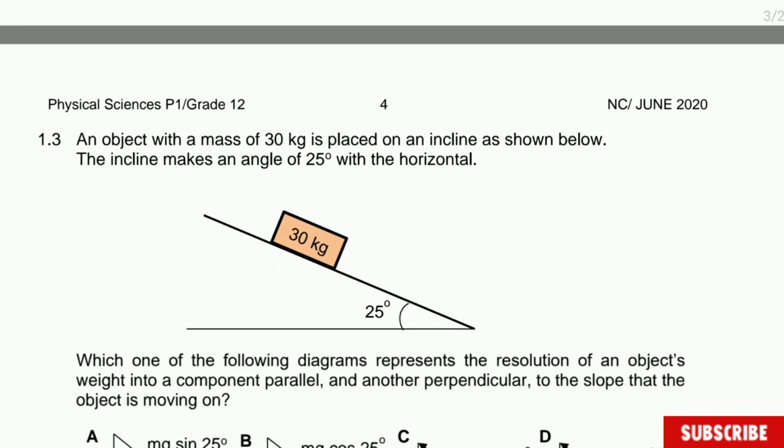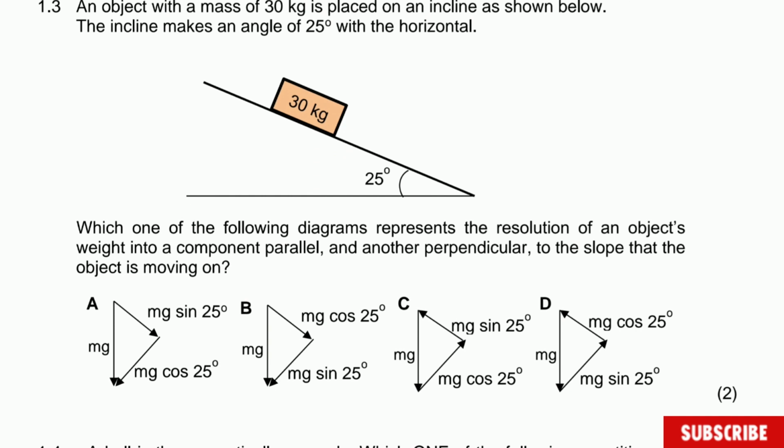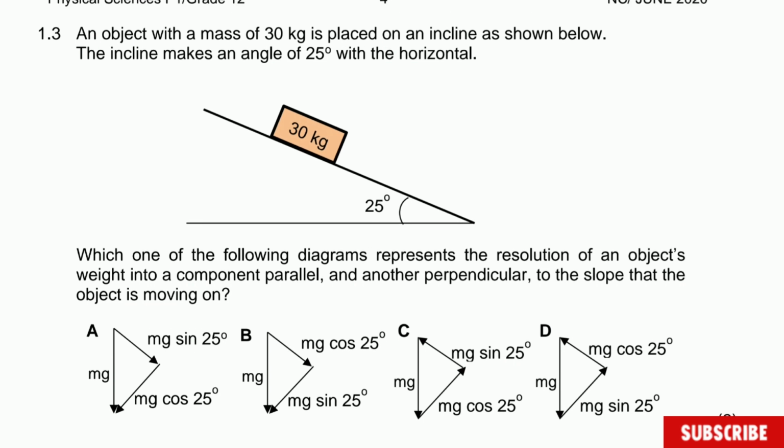Let's go to question 1.3. An object with a mass of 30 kg is placed on an incline as shown below. The incline makes an angle of 25 degrees with the horizontal, as you can see there, guys. Which one of the following diagrams represents the resolution of the object's weight into components parallel and perpendicular to the slope that the object is moving on? So if we just come on the object, we can actually represent all the forces if you will. It's not an issue, but they're asking you about the components of the weight.